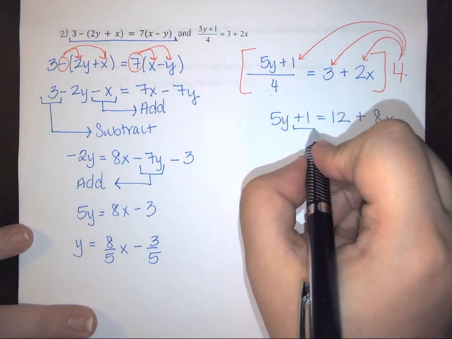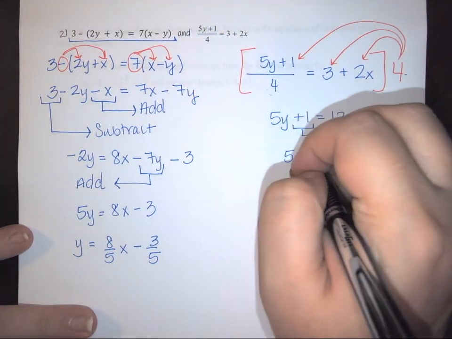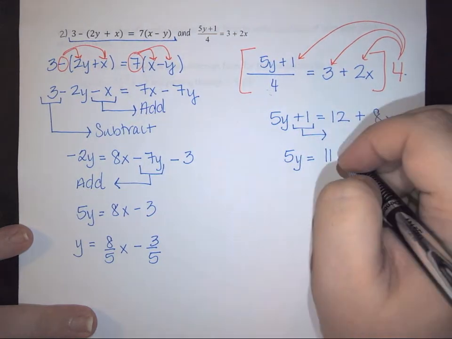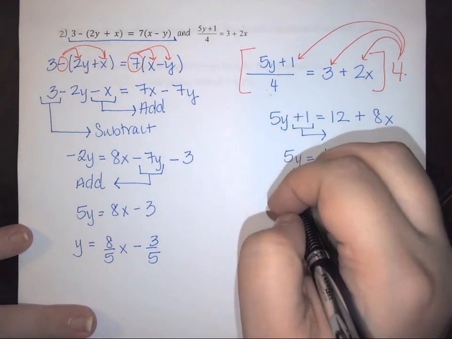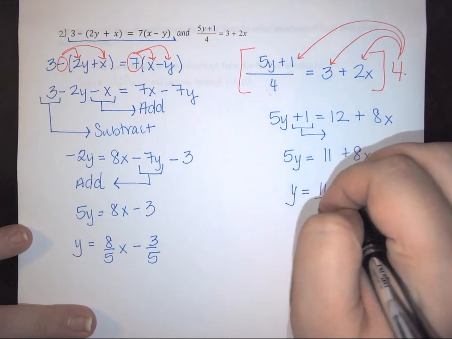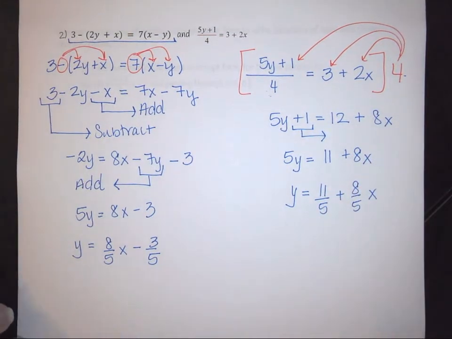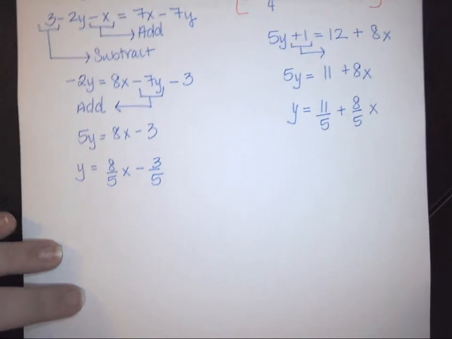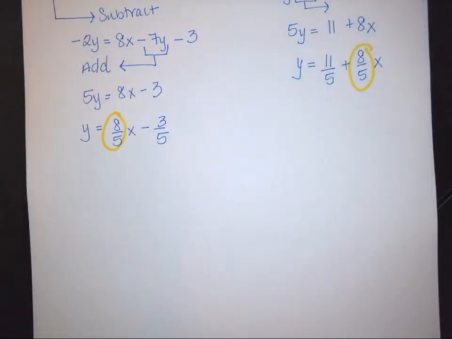I'm then going to take this 1 and I'm going to move it over. So this becomes 5y is equal to 11 plus an 8x. I then have to divide everything by 5. So y is equal to 11 over 5 plus 8 over 5x. So now, just like before, the first thing I have to do is recognize what are the important pieces. So here's my slope, and here's my slope.